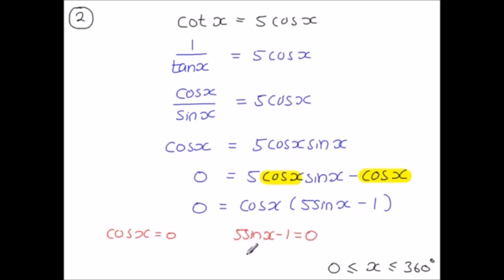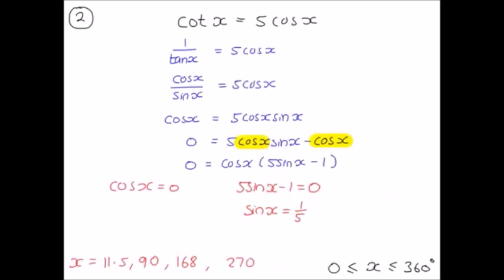So the sine x from here is equal to, if you move the 1 over, divide by 5 there. So inverse cosine of 0, inverse sine of a fifth, and work out the solutions. So these are the solutions, all in this range, 0 to 360.